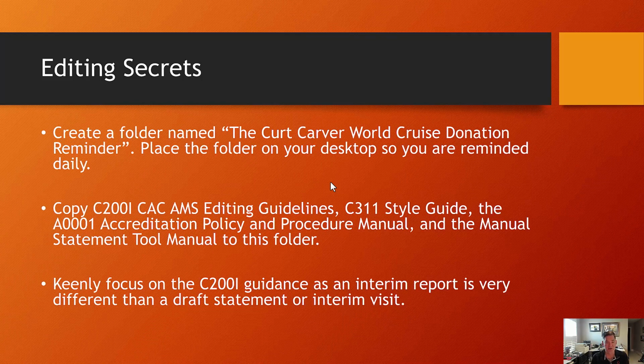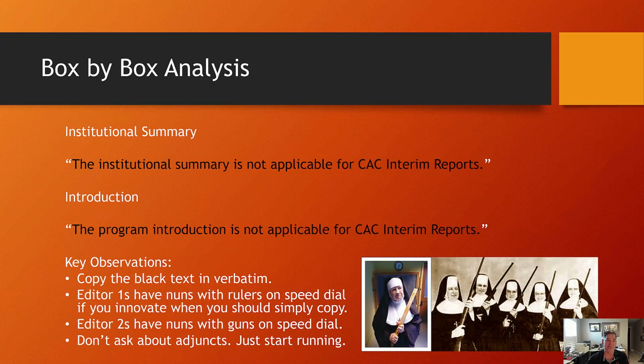Okay, and what you want to do is, this is very different. There are some things that are much easier in preparing an interim report than a draft statement. But let's walk through that. First of all, the institutional summary and the program introduction. Look at this. You want to use the text that is in black. You want to copy and paste it in there. You do not want to be creative. You do not want to use unique wording. You just want to copy and paste the text that you see on this screen, or you can see in C200I, into the institutional summary box and into the program introduction box. Okay? So please just copy it in.